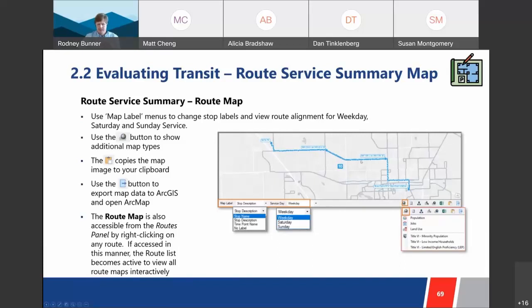So just in terms of the map itself, you can switch the stop description, or you can change the service day. So if you have a different service on Saturday and Sunday, meaning relative to the actual stops and geography of the route, then it will appear here in the window so that you can see if there are any differences in your route alignment by weekday, Saturday, and Sunday. You also can go to the map button where you can get direct access to market analysis for this particular route. And you can go to a copy button to copy to clipboard, and you can export this data into ArcGIS.